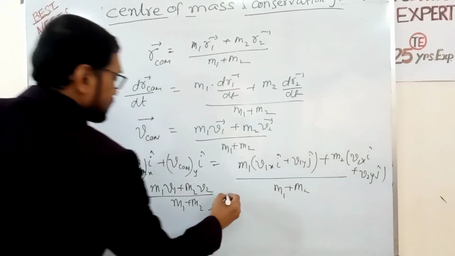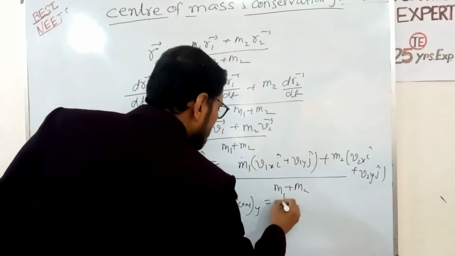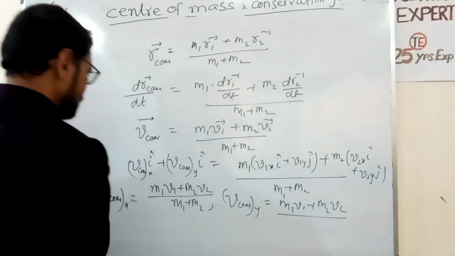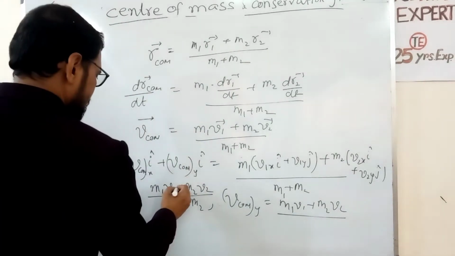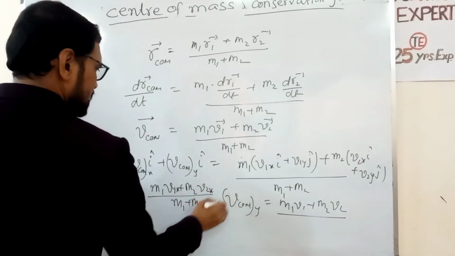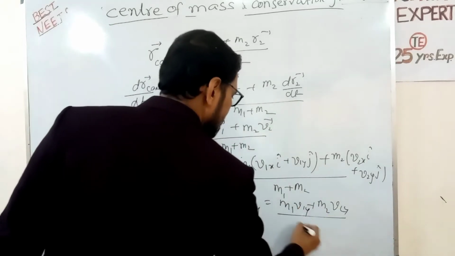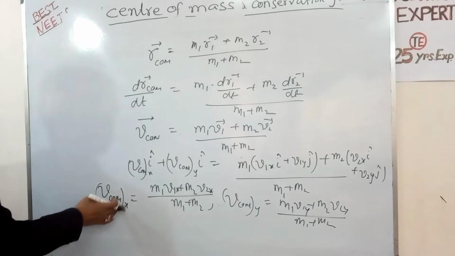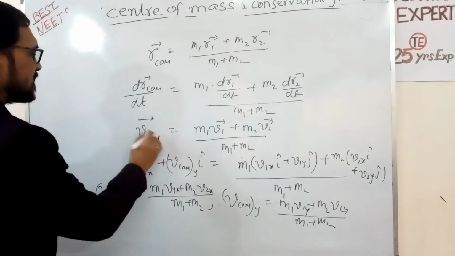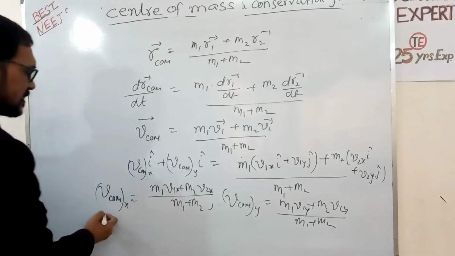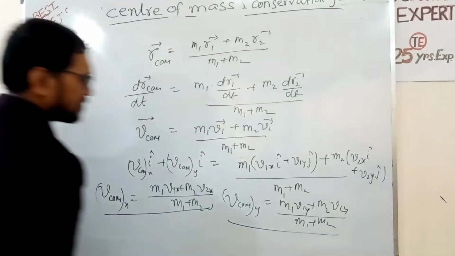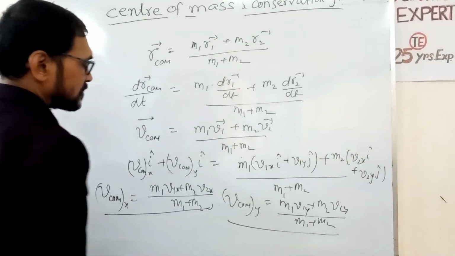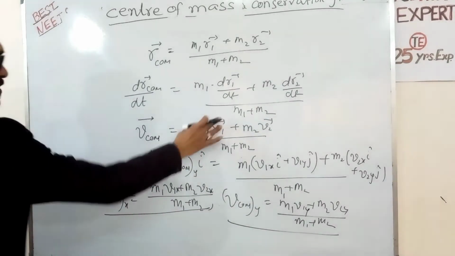Again, the y component of vcm equal to (m1 v1y plus m2 v2y) by (m1 plus m2). This way, generally we can write this. From this we get the x component of the velocity of center of mass and the y component of the velocity of center of mass. From this we get this and this.